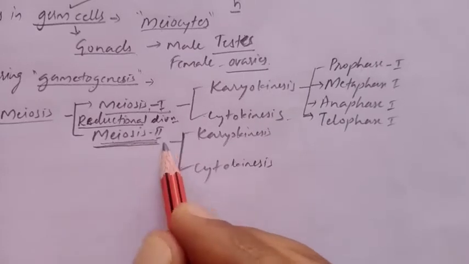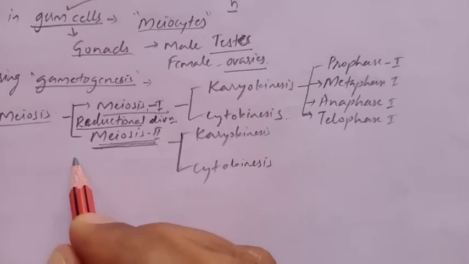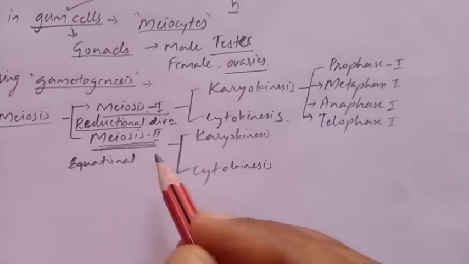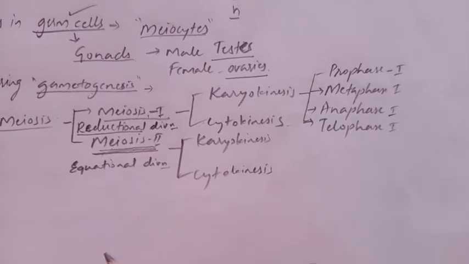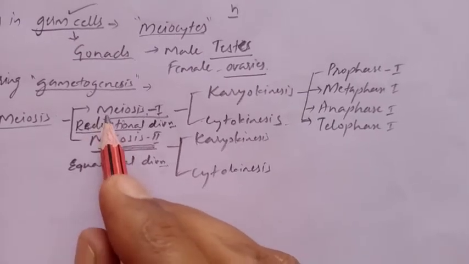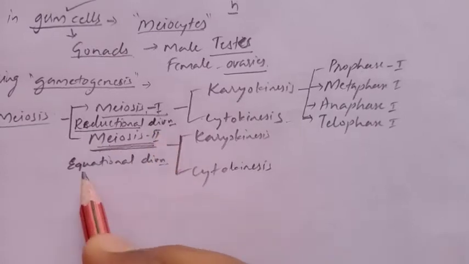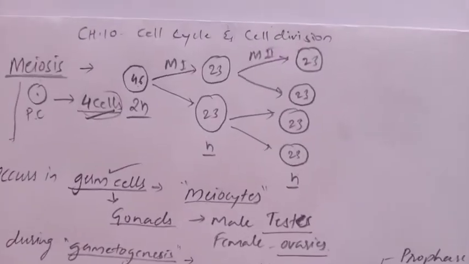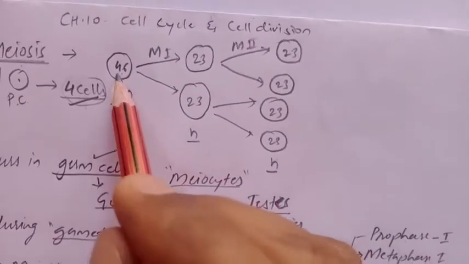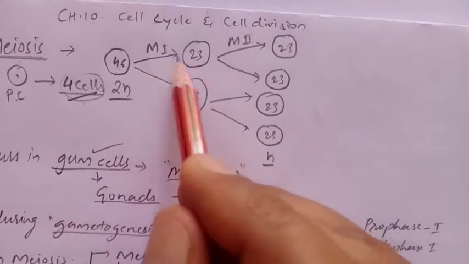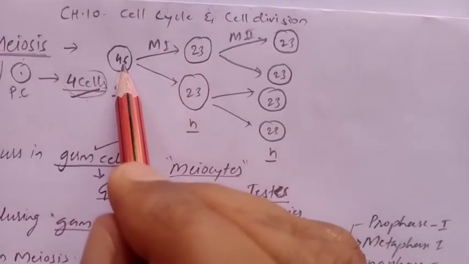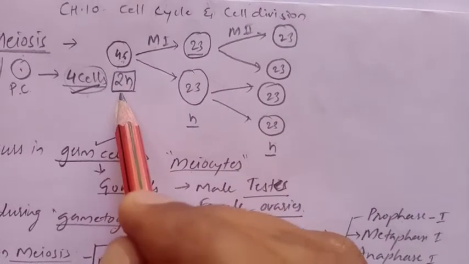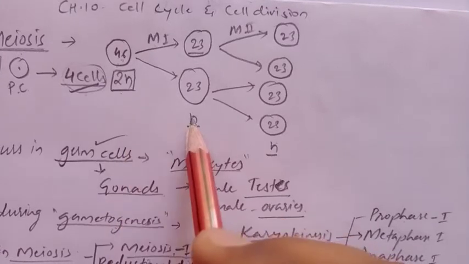Meiosis 2 is almost similar to mitosis, and it is referred to as the equational division. So we should remember: meiosis first is the reductional division, and meiosis 2 is the equational division. In the simple flow chart, if the parent cell undergoes meiosis first, it is reduced to half of its parent cell, that is 23. It is mentioned in this way: diploid becomes haploid, exactly half of its parent cell.